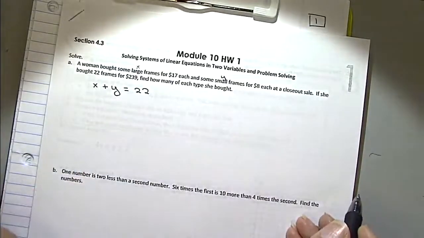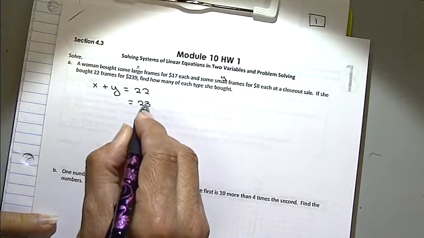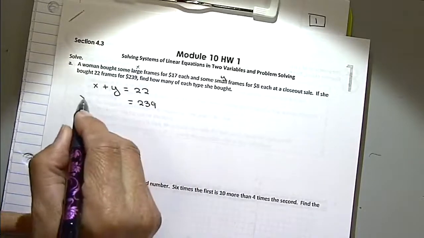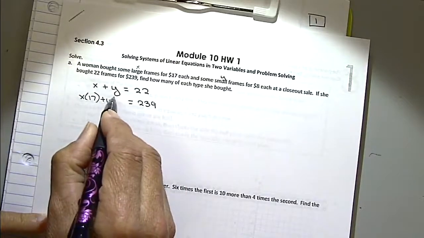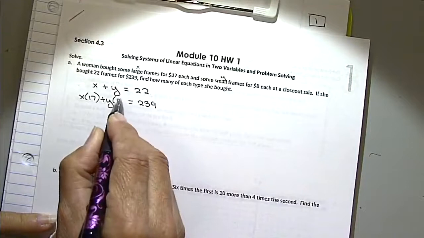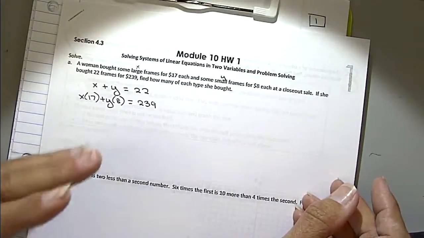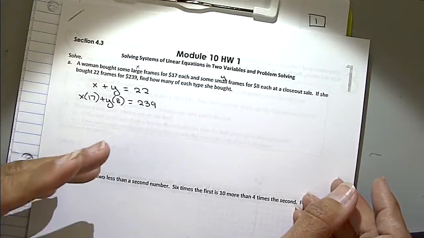That's an equation. I know that from that thing. What else do I know from this thing? Well, I know the money is equal to $239. What is equal? Well, the number of X frames times 17 would be the money I spent on those. And that would be added to the number of Y frames times, well, those were $8 each. I've now got two equations that I can use elimination or substitution to solve for.